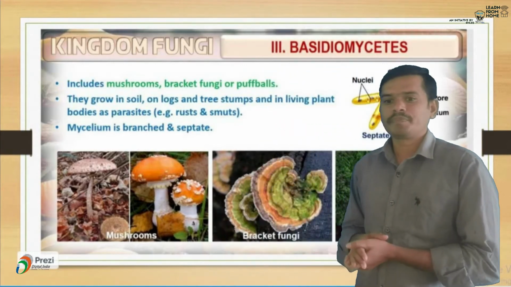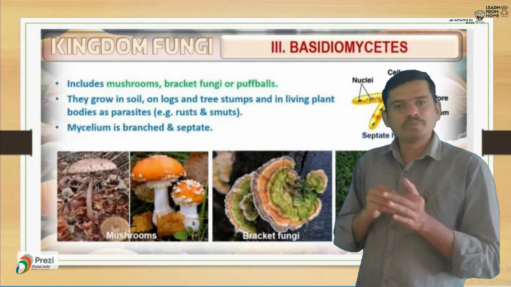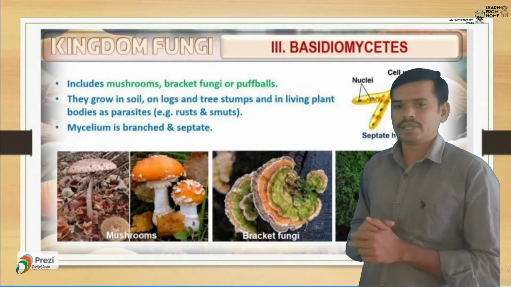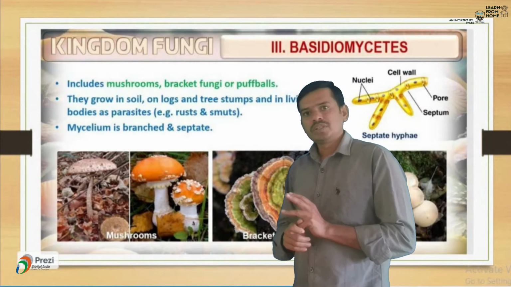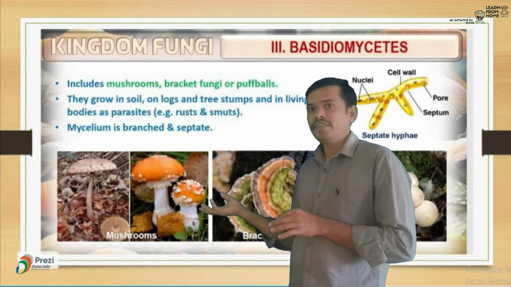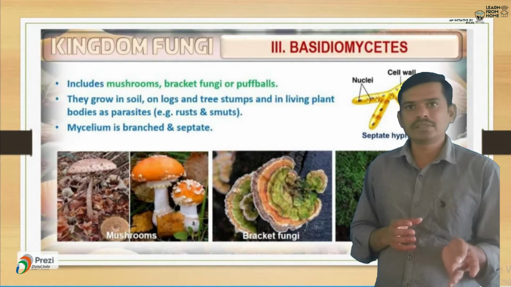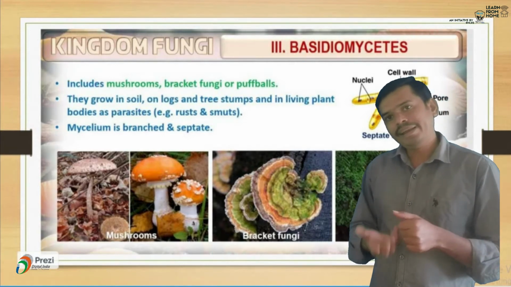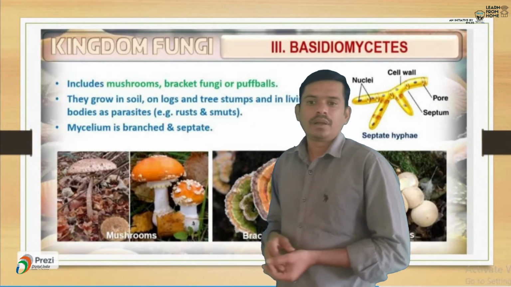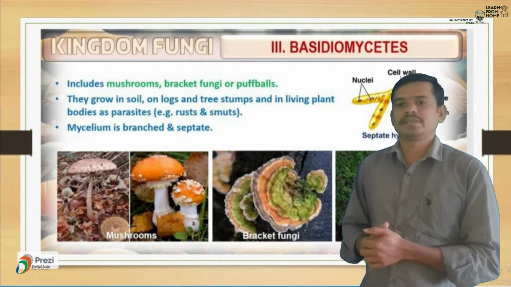In Basidiomycetes, the members are generally mushrooms, bracket fungi and puffballs. They mostly grow in soil, on logs, on tree stumps, and on living plants as parasites, like rusts and smuts.